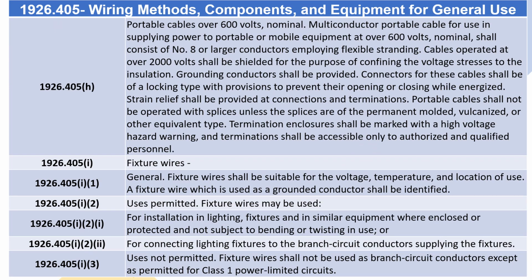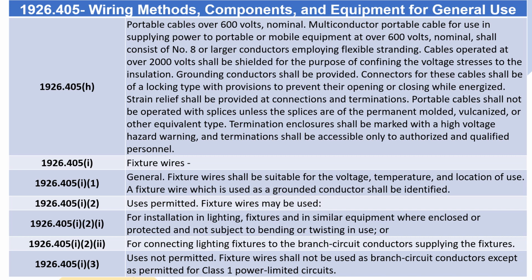1926.405(h), portable cables over 600 volts, nominal. Multi-conductor portable cable for use in supplying power to portable or mobile equipment at over 600 volts, nominal, shall consist of number 8 or larger conductors employing flexible stranding. Cables operated at over 2000 volts shall be shielded for the purpose of confining the voltage stresses to the insulation. Grounding conductors shall be provided.